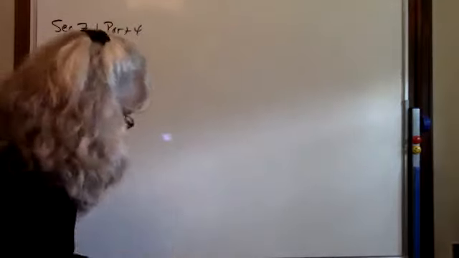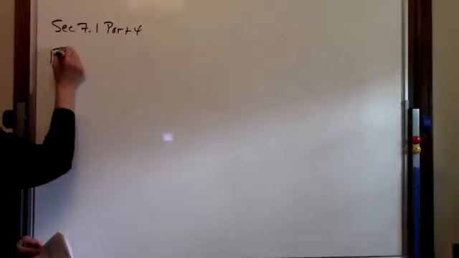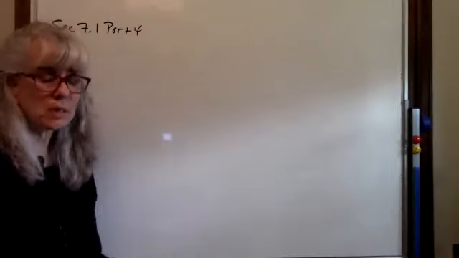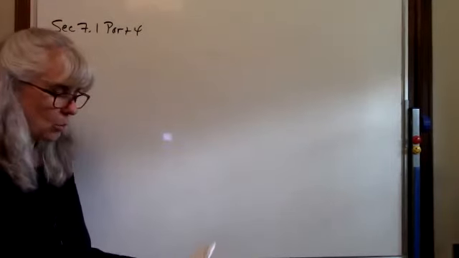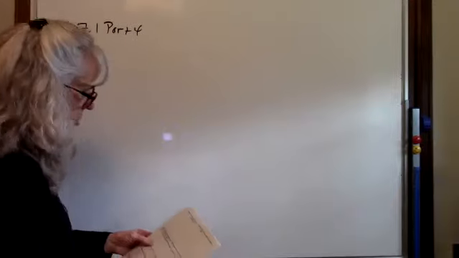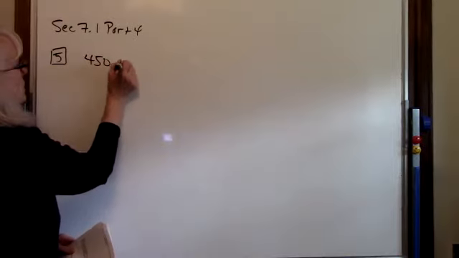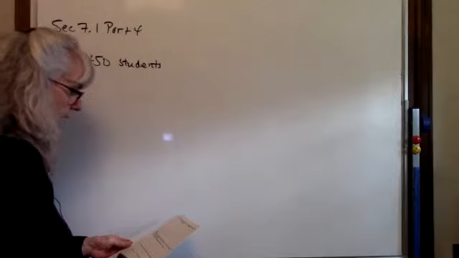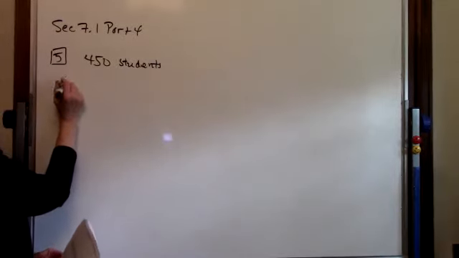So, okay, the final 2 examples. Number 5 looks at not writing the entire sample space because the sample space is too big. So it says the administrative assistant at a local elementary school records the attendance for Monday. The school has 450 students. So 450 students. We want to write what is an appropriate sample space for this event or experiment.